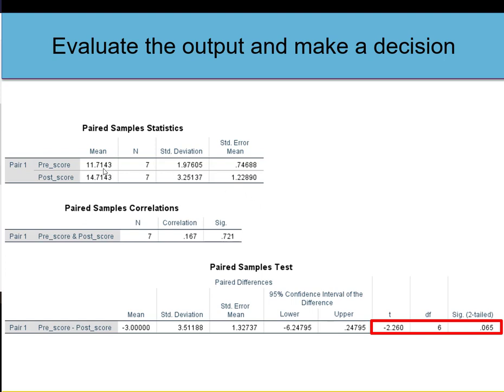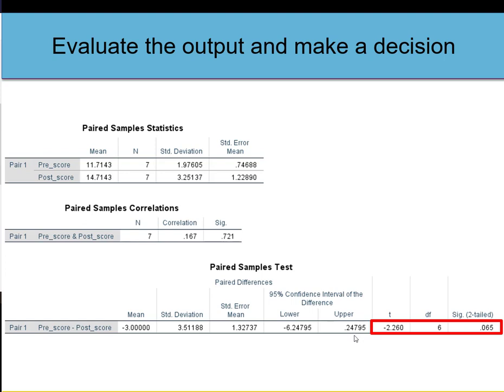And what it does is it gives me the mean for the pre-score and the mean for the post-score. It gives me this correlation, which we didn't ask for, but they use that to calculate the confidence intervals, which is something that we get in output, and what it basically means is that we are 95% confident that the actual mean is somewhere between negative 6.2 and 2.4.